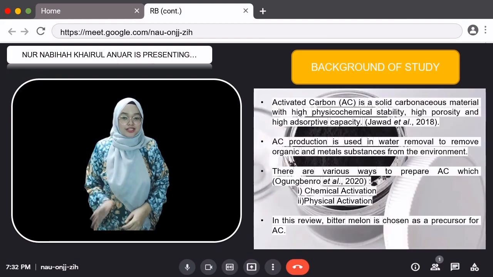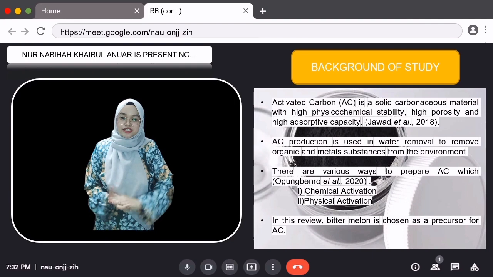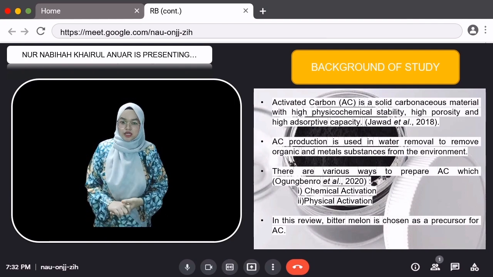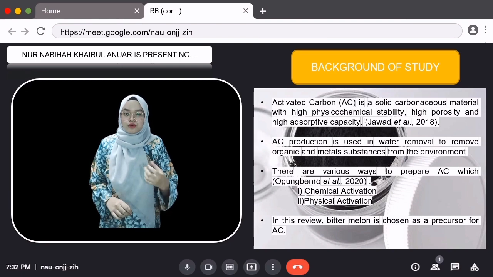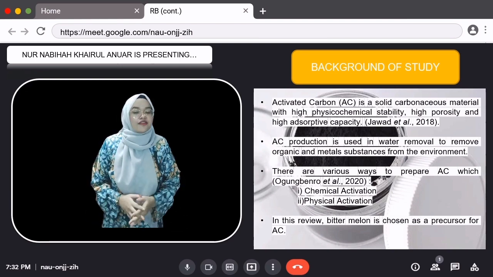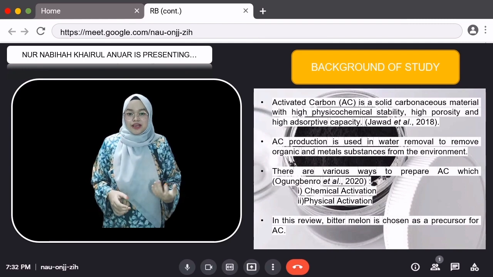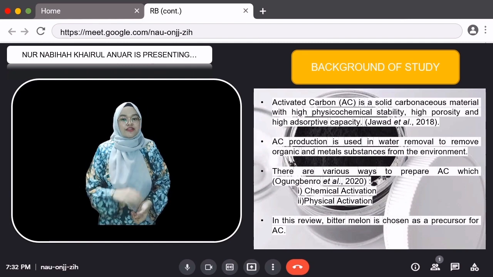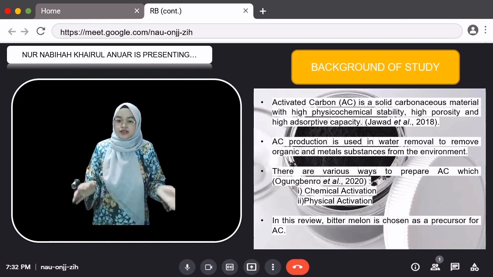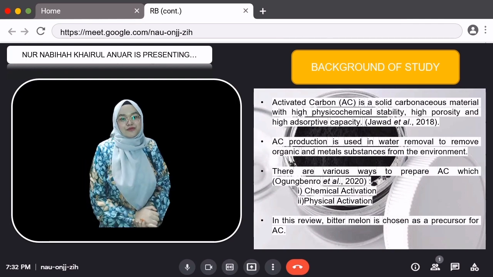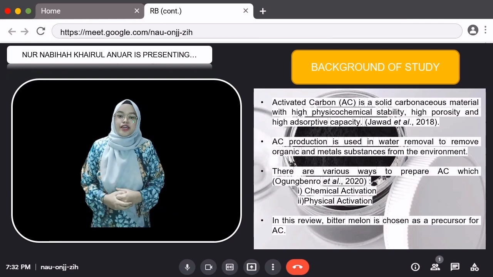Activated carbon, or AC, is a solid carbonaceous material with high physicochemical stability, high porosity, and high adsorptive capacity. AC production is used in water treatment to remove organic and metal substances from the environment. There are various ways to prepare AC, either via chemical activation or via physical activation. From a study, there are numerous ACs that are created from waste products such as avocado seed. In this review, bitter melon waste is used as the precursor for the AC.